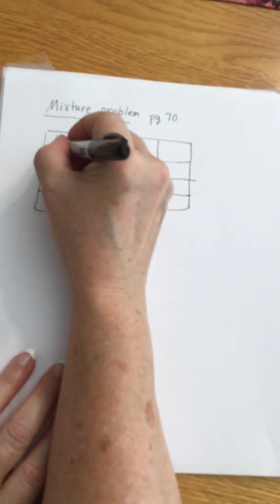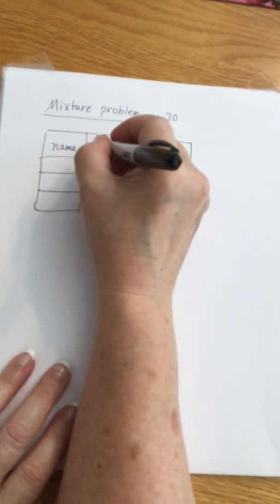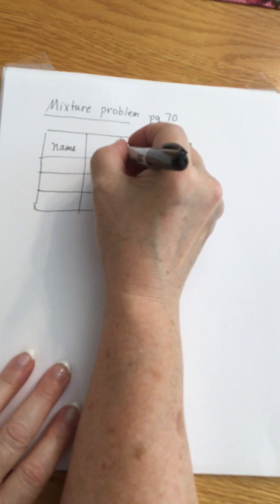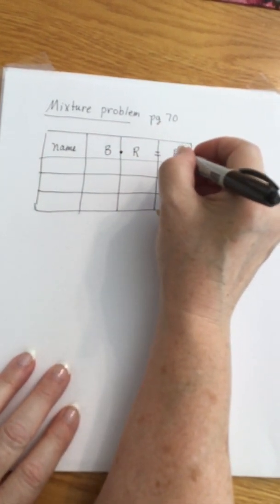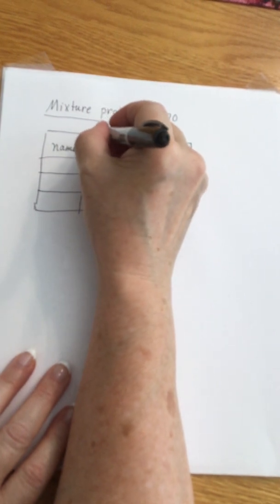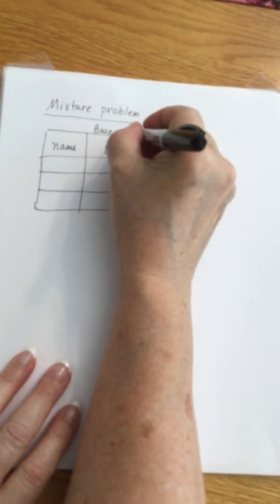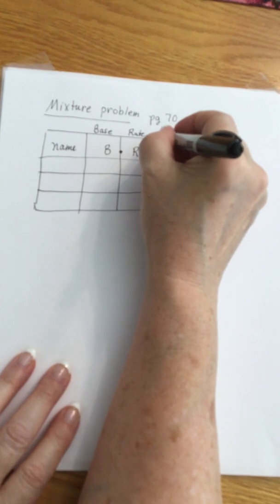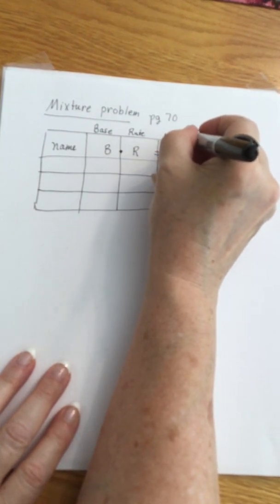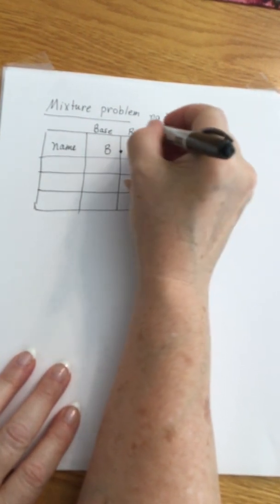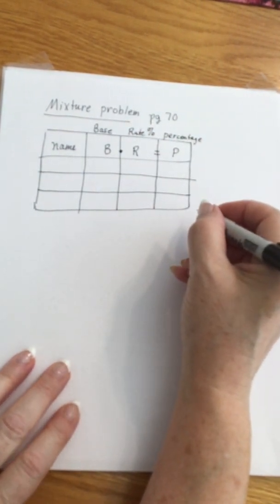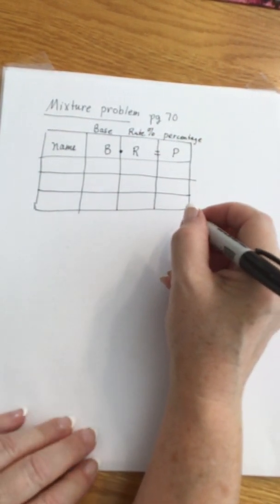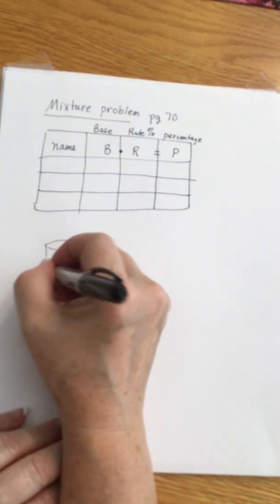So again, we have name, base times rate equals percentage. So here's base, rate, percentage. The rate is again the thing with the percent sign. So let's talk about it again. So what are we looking at? We're looking at this jug of juice.